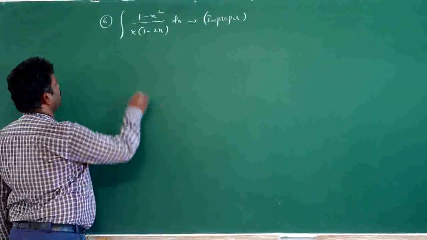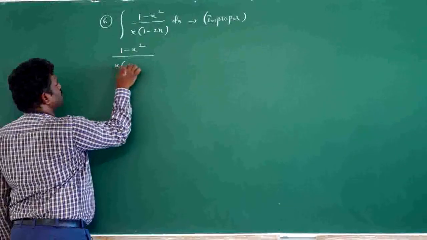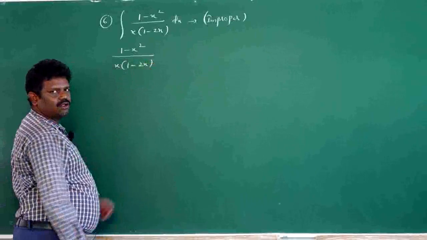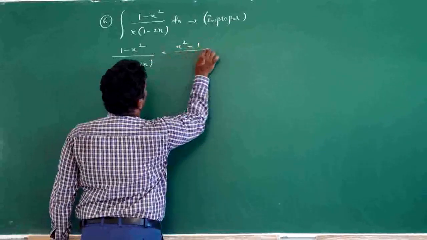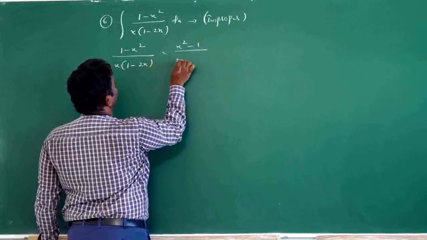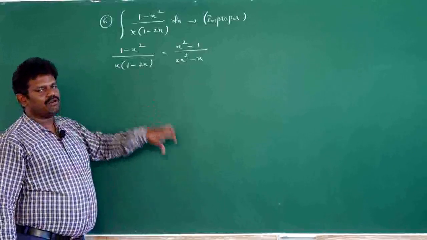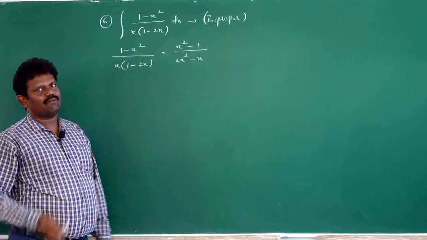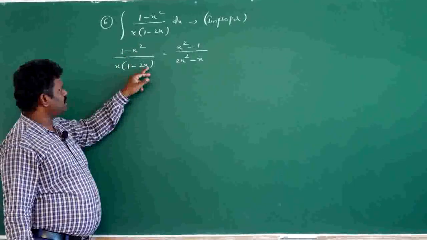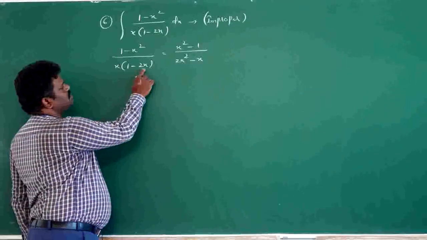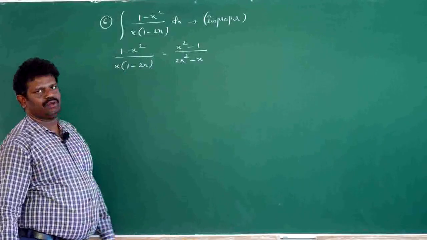Now this improper fraction, (1 - x square) by x(1 - 2x). If we take a common minus in the numerator and denominator, the denominator becomes 2x square - x, in standard form, highest power to least power. Taking minus common in the numerator gives x square - 1, and in the denominator the minus makes 2x square positive and x negative.